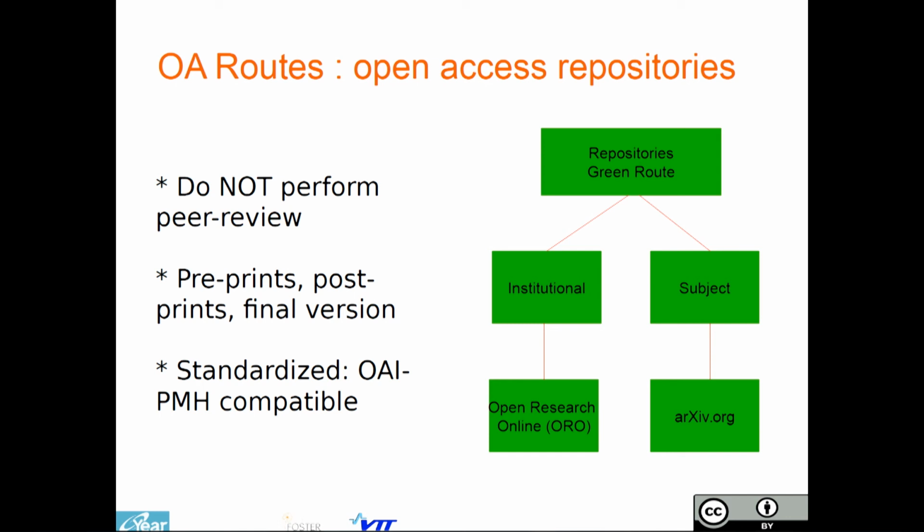Now, we also have subject repositories. The subject repositories mainly collect information in a subject field. For example, arXiv.org is the first subject repository ever, and includes information on physics, mathematics, chemistry, issues related to particle physics, and papers related to that.